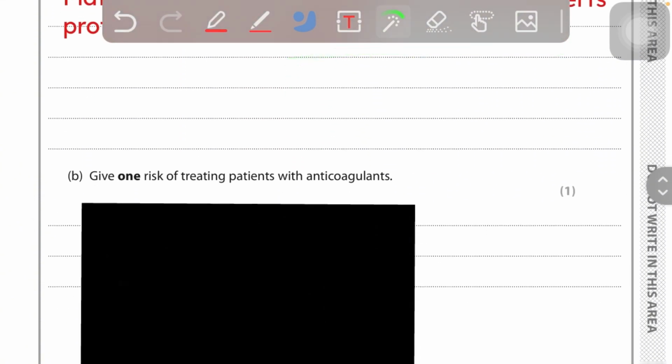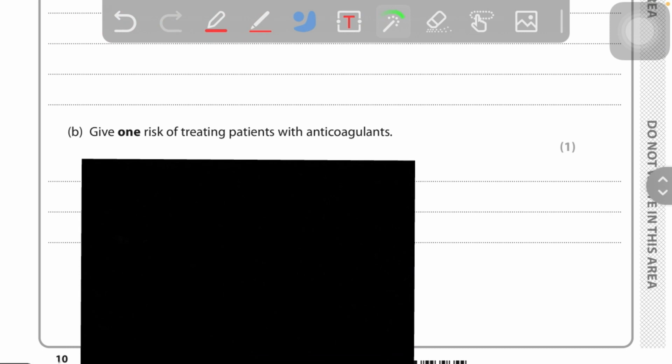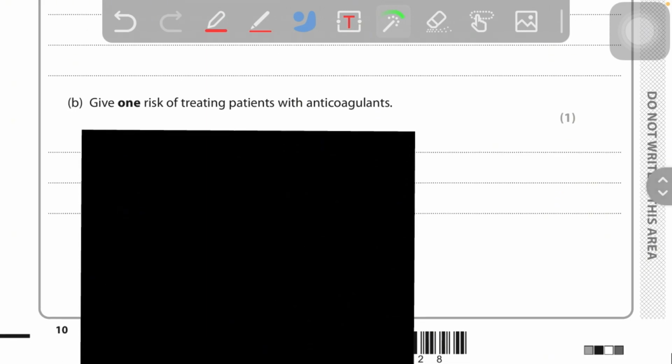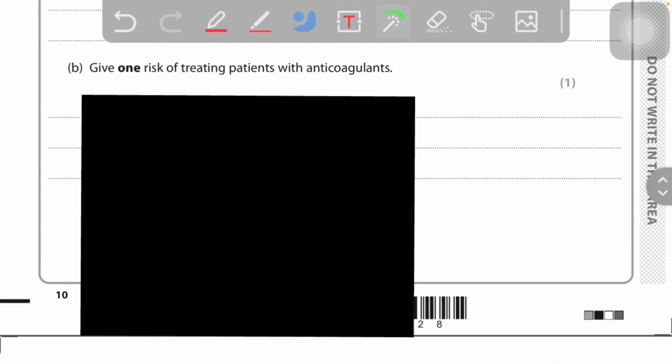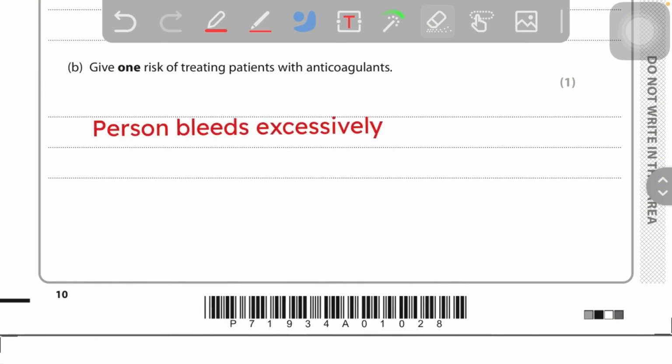Give one risk of treating patients with anticoagulant. If we give a patient anticoagulant, then they can bleed excessively or internally. Okay. The person bleeds excessively.